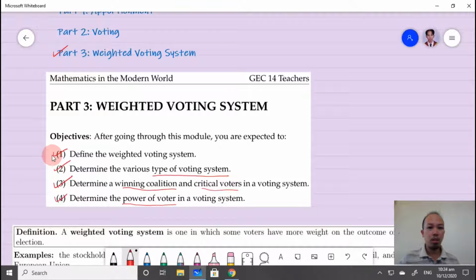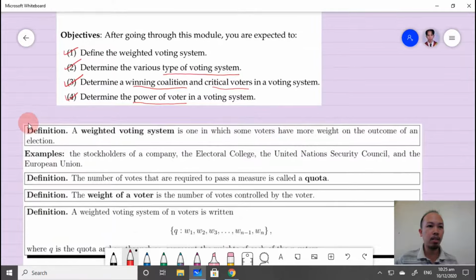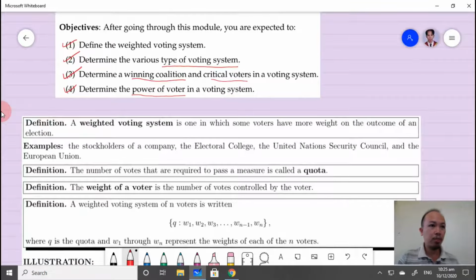So for our first definition, let's define what we mean by weighted voting system. A weighted voting system is one in which some voters have more weight on the outcome of an election. So what does this definition mean?